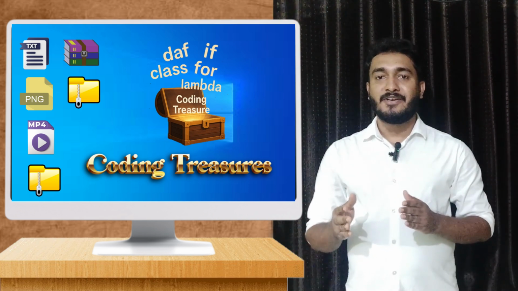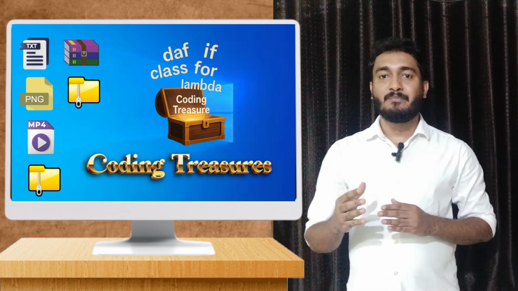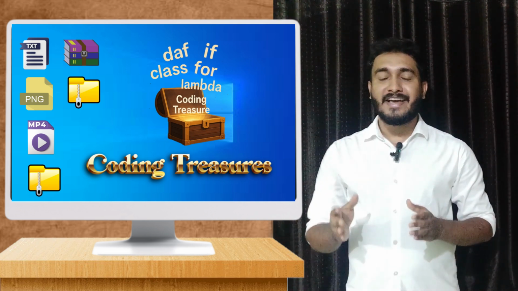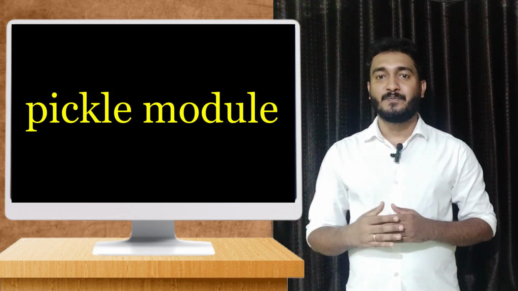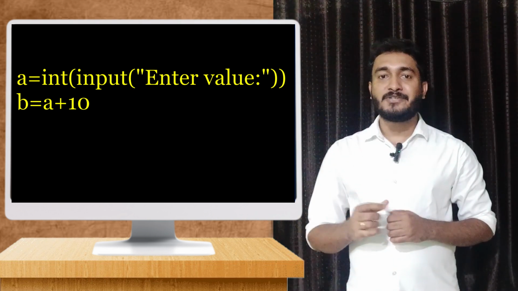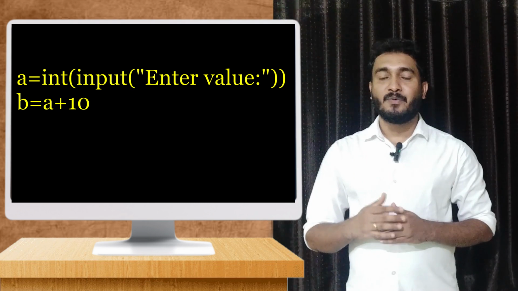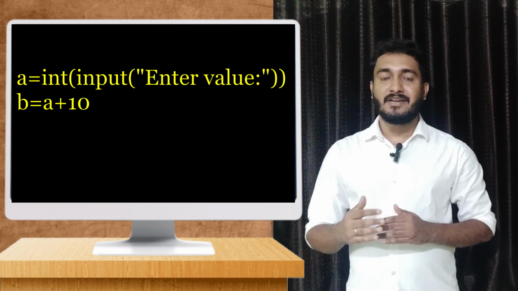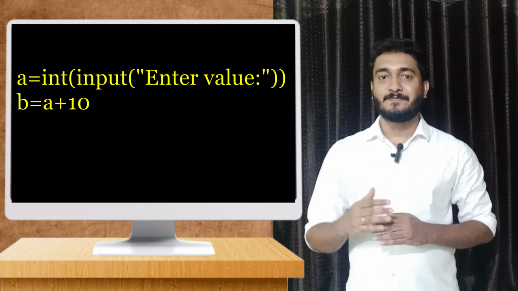This is the same as needing to store the current value of variables in programming. To store the current status of a variable in Python programming, we use the Pickle module. Look at the monitor. I have written a very short programming snippet. In the first statement, we are accepting an integer value for a. Then b is given the value a plus 10.